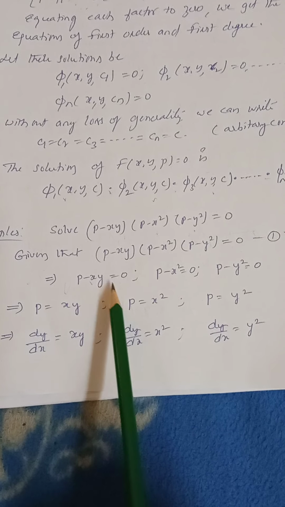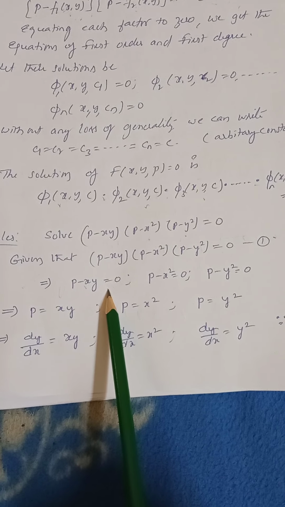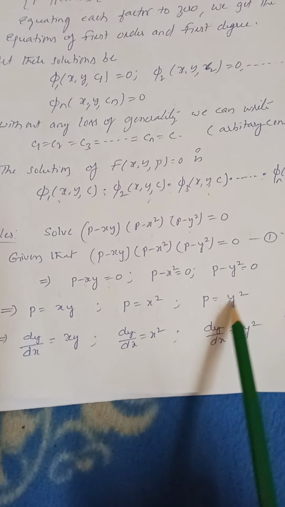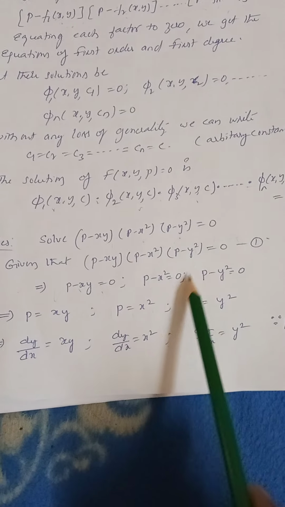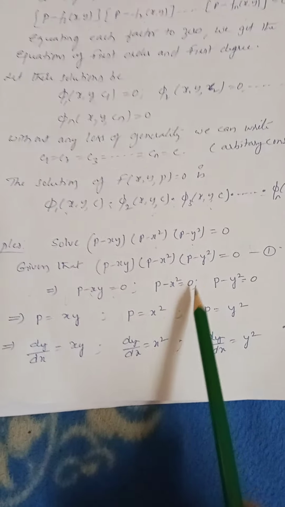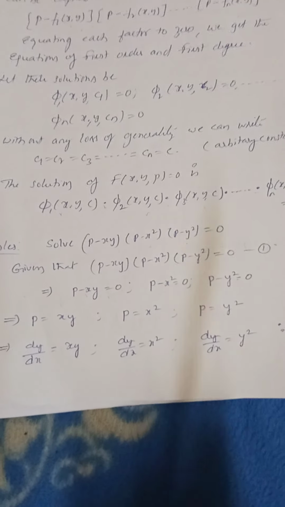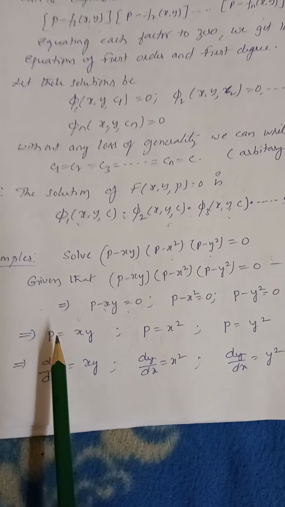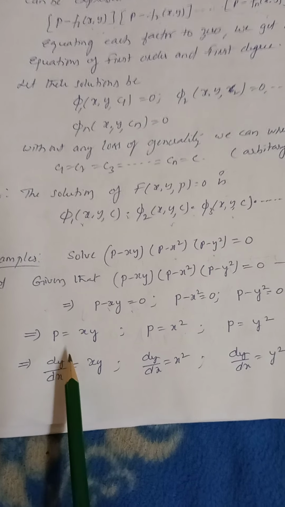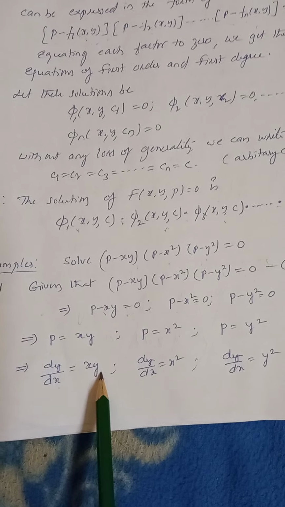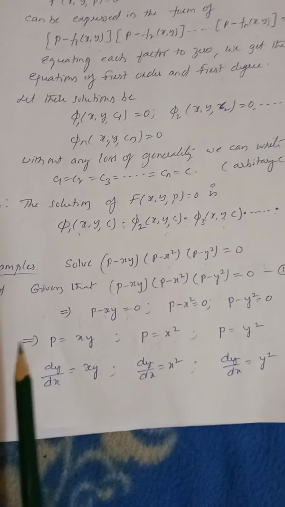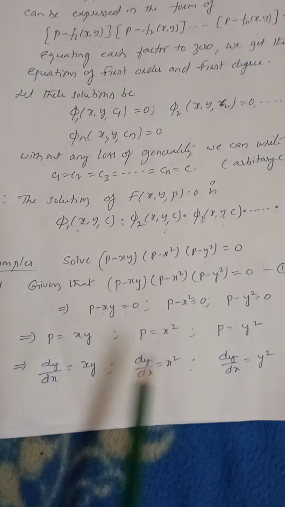p is equal to xy from the first factor, right? p is equal to x square from the second factor, p is equal to y square from the third factor. Now if you want, you can draw a line like this, right? You can solve the first factor, the second factor, and the third factor simultaneously, or else separately. Now here p is equal to xy. What is p according to our assumption? We told you, sir, what is p? dy by dx. That's why I am replacing p by dy by dx is equal to xy. Now can this be solved by the variable separable method or not? Yes, that means we can separate all x terms and all y terms, right?